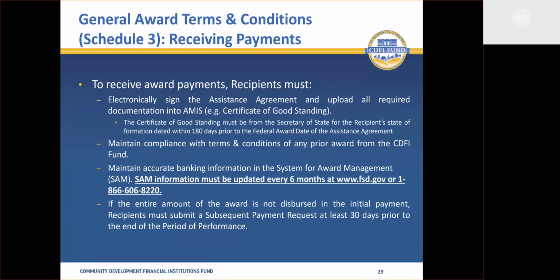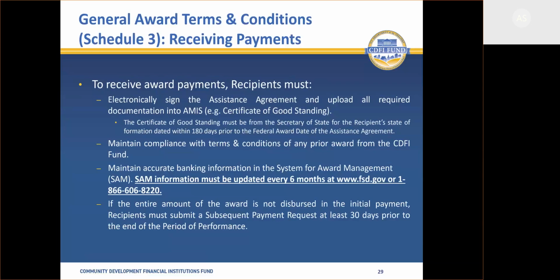The certificate of good standing must be from the Secretary of State for the state of your formation. So we have some organizations that may be headquartered in a state and their branch may be in a different state, but the certificate of good standing must be from the Secretary of State from your state of formation, and it must be dated within 180 days prior to when the assistance agreement is signed by CDFI. You must maintain all compliance with the terms and conditions of any prior award from the CDFI Fund.